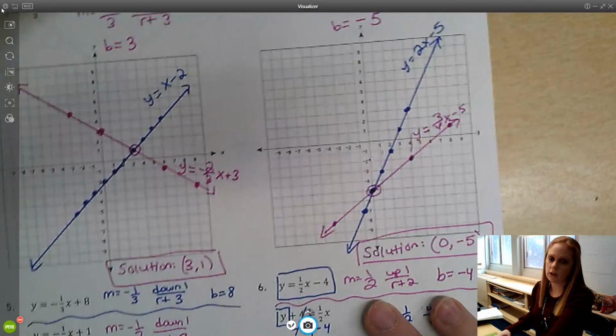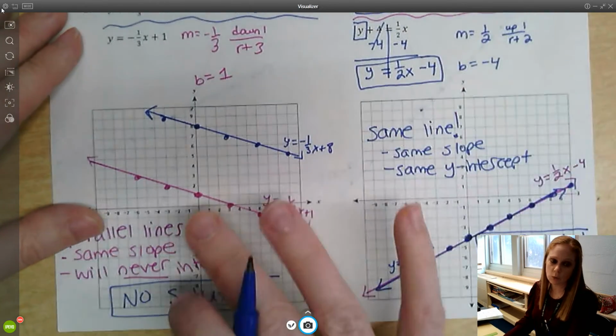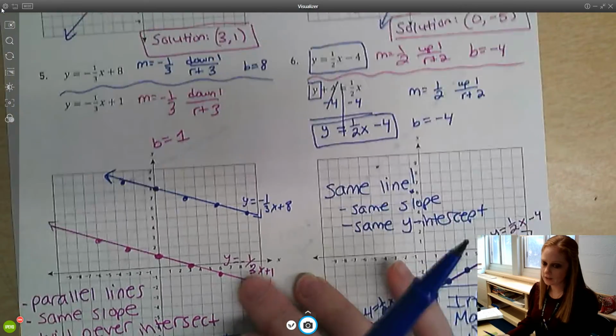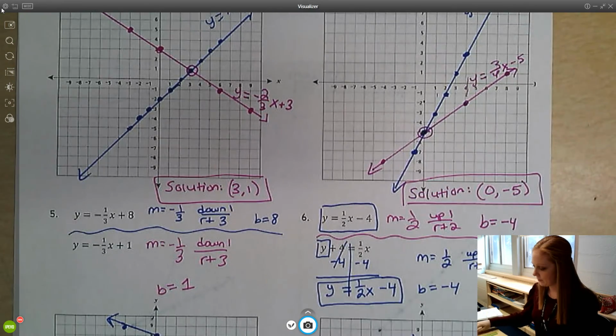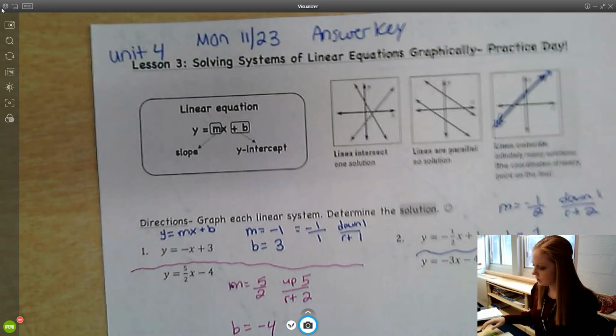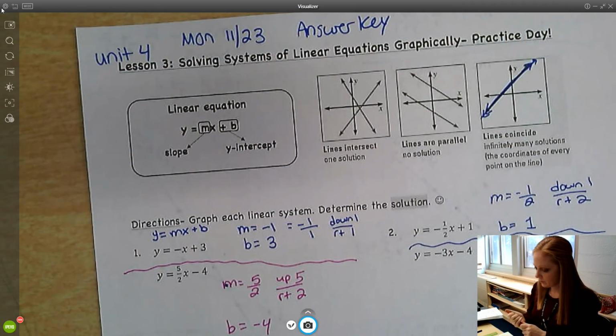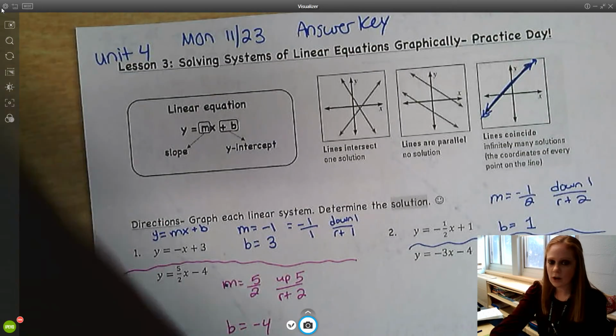All right, so again, we could have one solution like these guys where they cross once. We could have no solution when they never cross because they're parallel. Or we could have infinitely many solutions when you have the same exact line on top of each other. All right, this was the practice day review lesson from Monday on solving systems graphically.